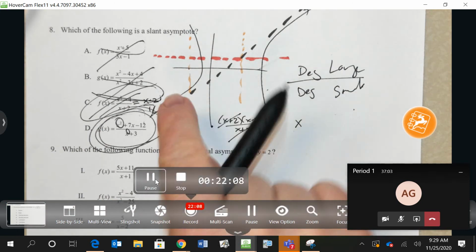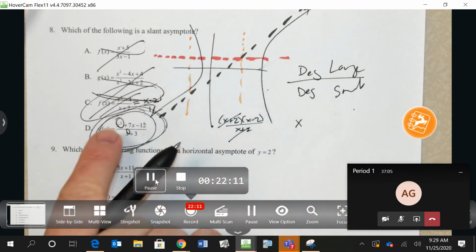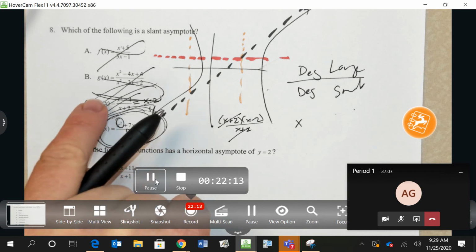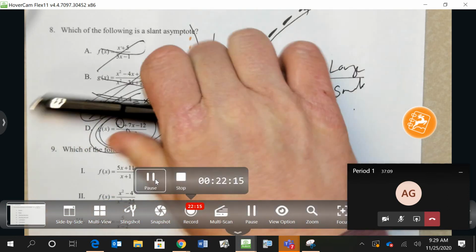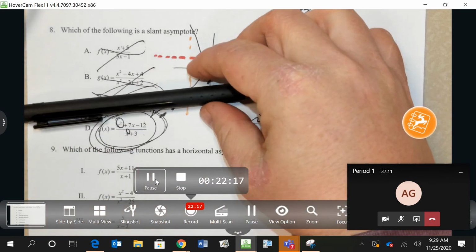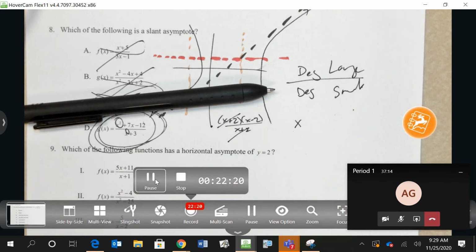So the takeaway is, once you identify what you think could be the slant asymptote, you do have to see, can you first simplify it? Because in simplifying this, I was able to eliminate C as the choice, and the only answer is D.